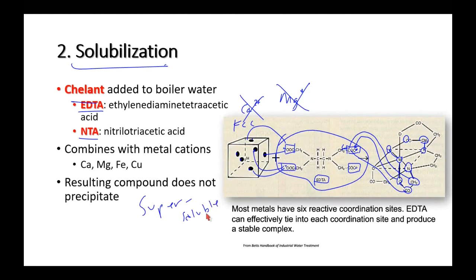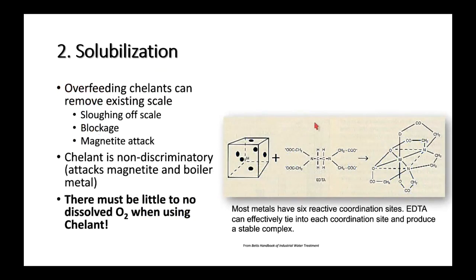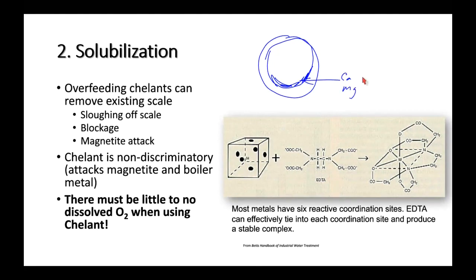So this is the alternative to precipitating. We solubilize. Now the nice thing about it is it's indiscriminate. So if I've got a boiler, here's the inside of the boiler, and it's got a whole bunch of pre-existing calcium and magnesium scale. And I've got feed water coming in.